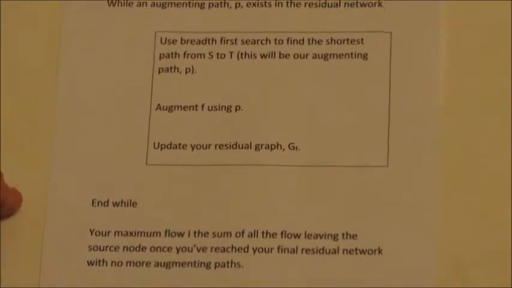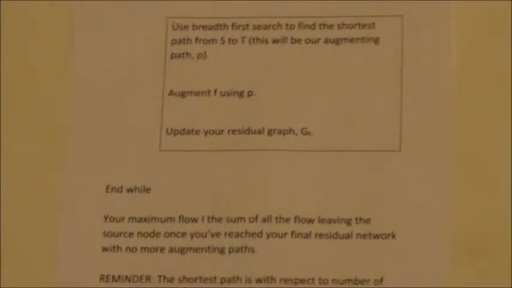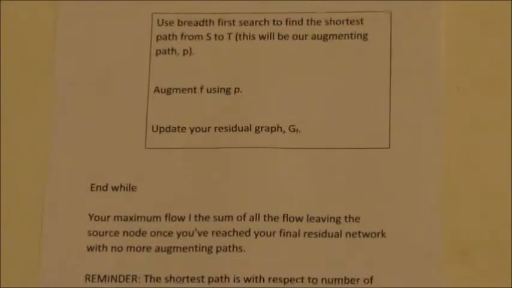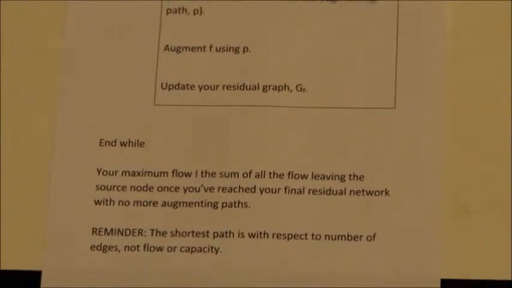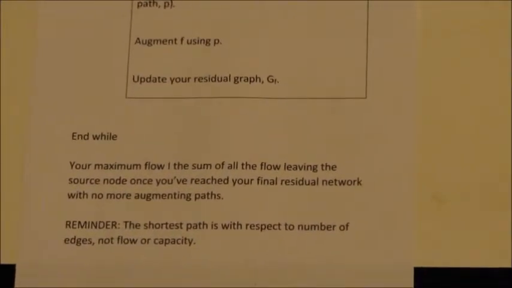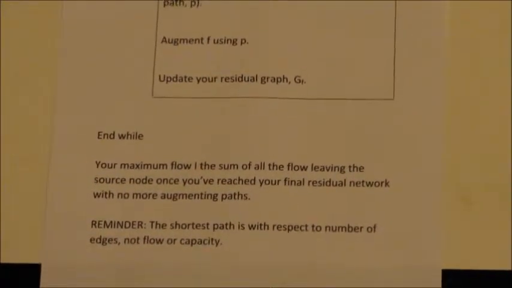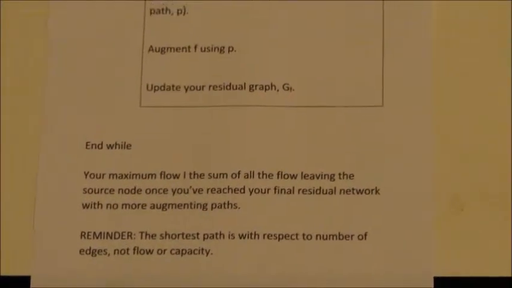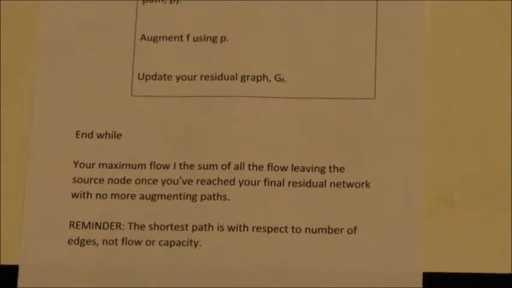And then this ends once there is, obviously, no more augmenting paths from S to T. And then your maximum flow is the sum of all the flows leaving the source node once you've reached your final residual network with no more augmenting paths. And something to take note of is that the shortest path is with respect to the number of edges, or the number of essentially jumps from your source to your sink, not to do with the flow or the capacity of the edges.